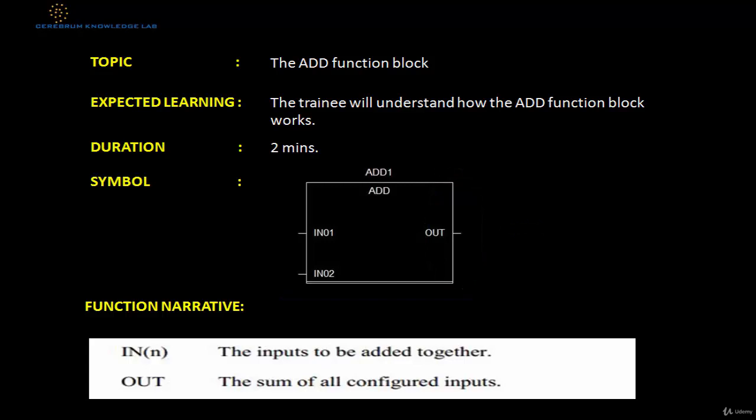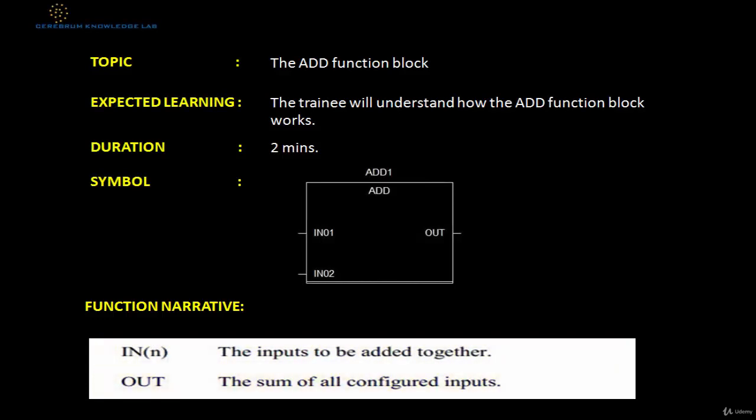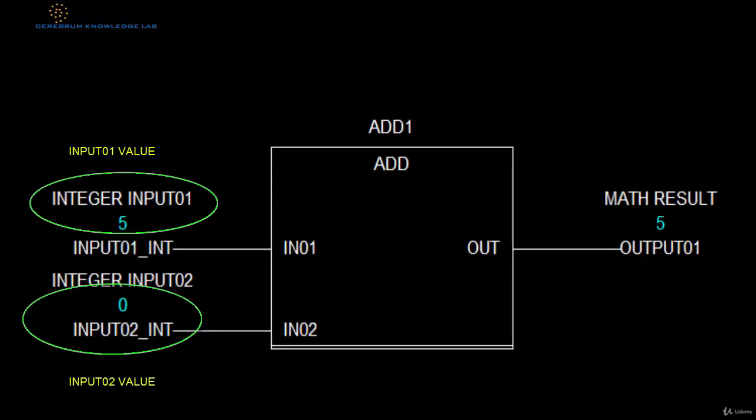Looking at the function block narrative, the output is the sum of int01 value and int02 value. Now, we go live with our PLC and simulate the inputs, and we observe the output and confirm with the function block narrative. We simulate int01 and int02 values and observe the result.